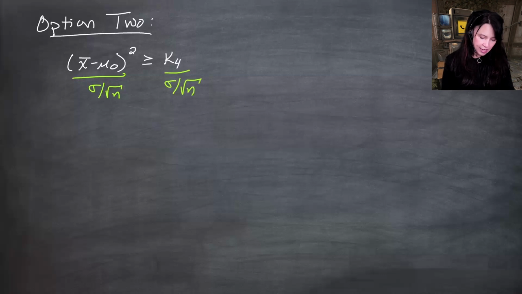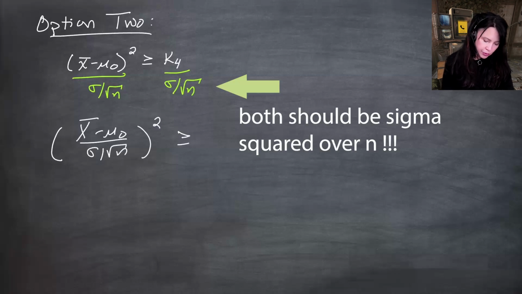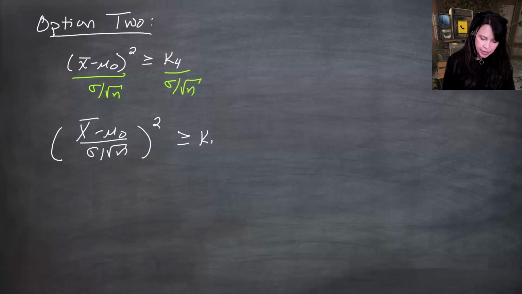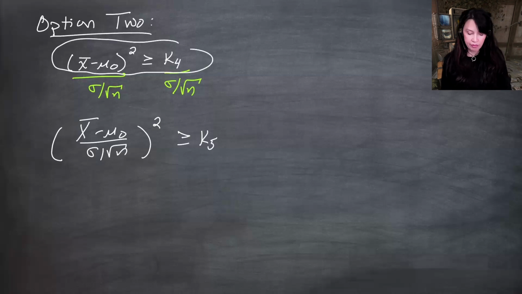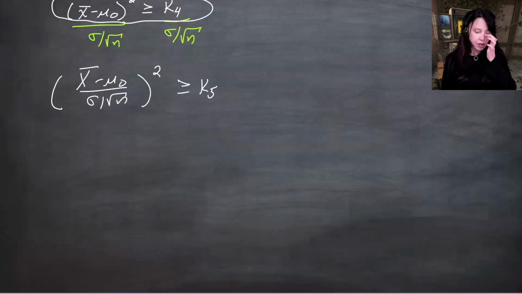And then on the left side, I have, I'm going to go capital, this guy squared greater than or equal to, I'm probably going to call this k5. I'm debating now whether or not I want to go back to this as my rejection rule and report the k4, but I don't think I will. So yeah, I'll call it a new constant.